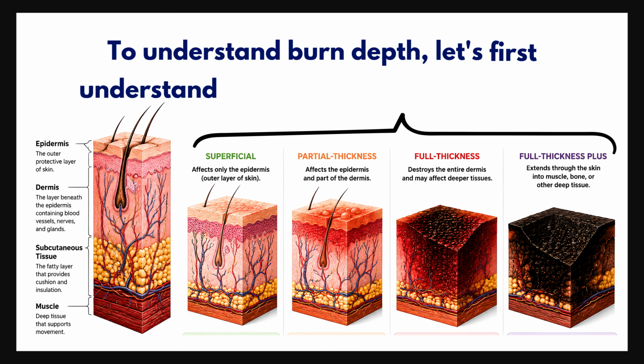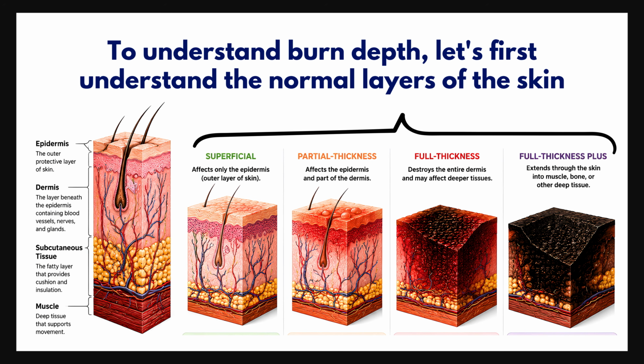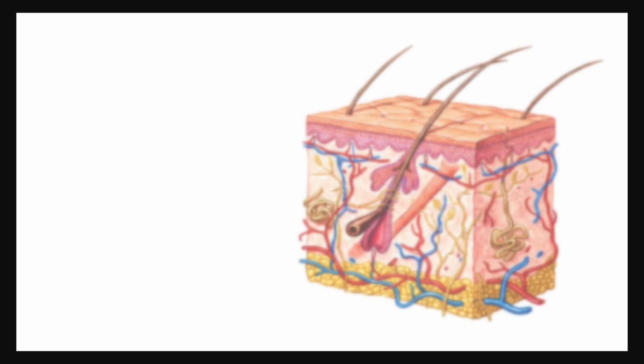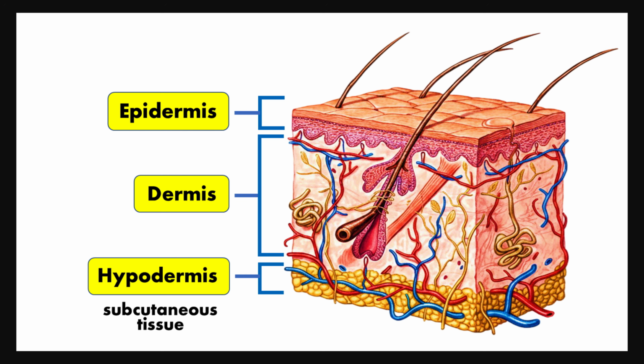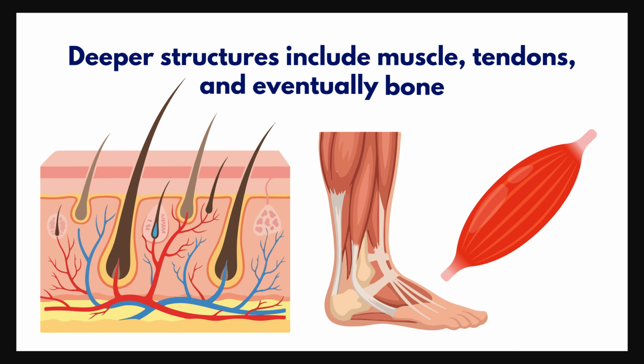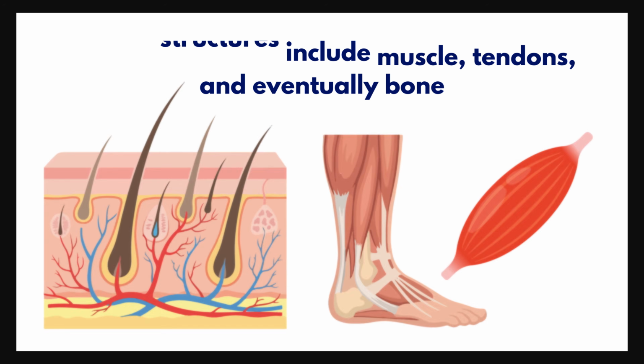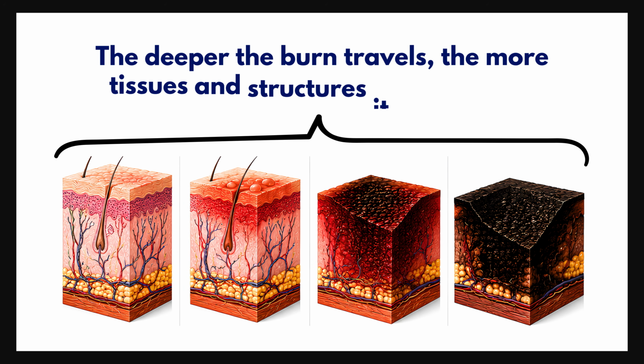To understand burn depth, let's first understand the normal layers of the skin. The outermost layer is the epidermis. Below that is the dermis. Under the skin is the subcutaneous tissue, which contains fat. Deeper structures include muscle, tendons, and eventually bone. This is important because the deeper the burn travels, the more tissues and structures it can destroy.